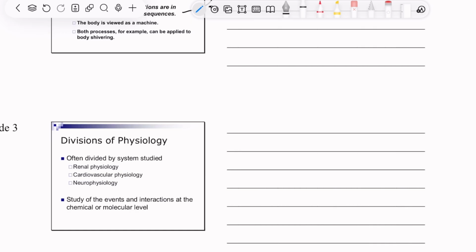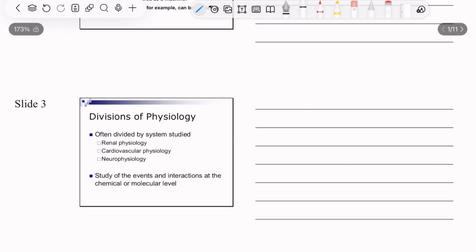Okay, divisions of physiology. It is often divided by systems studied, which are renal physiology, cardiovascular physiology, and neurophysiology, the study of the events and interactions at the chemical or molecular level.